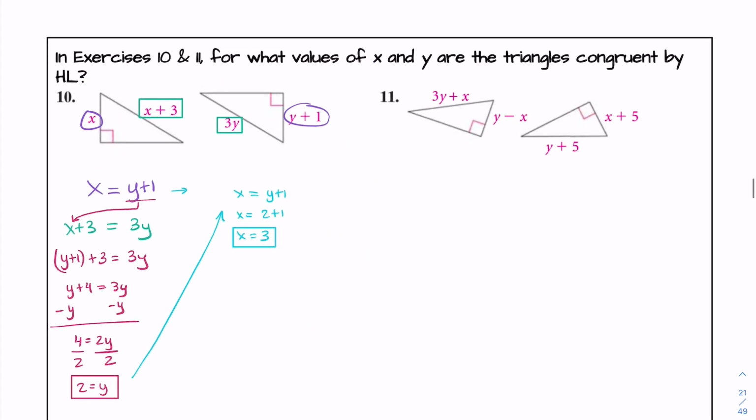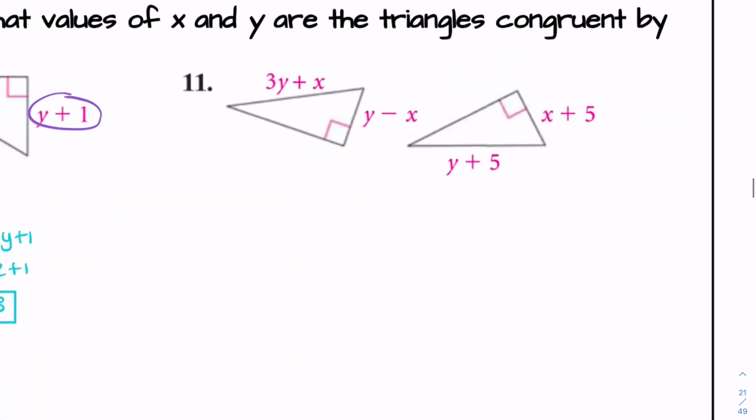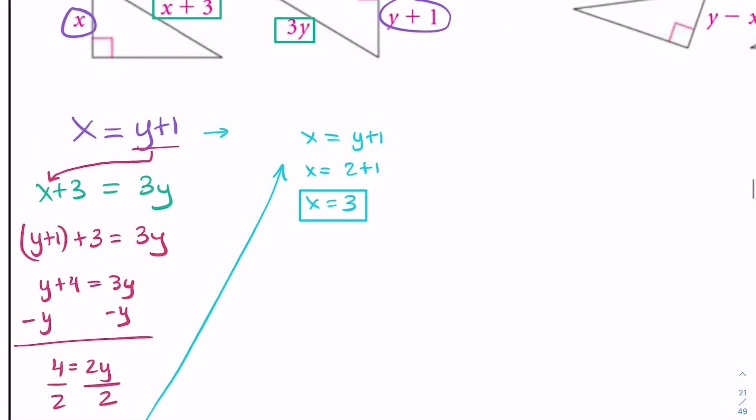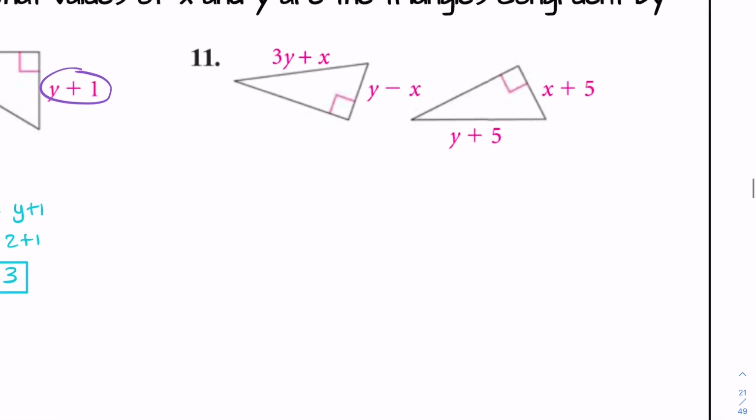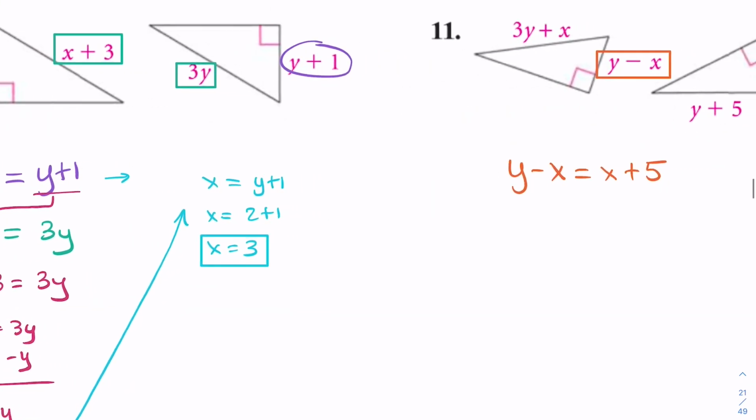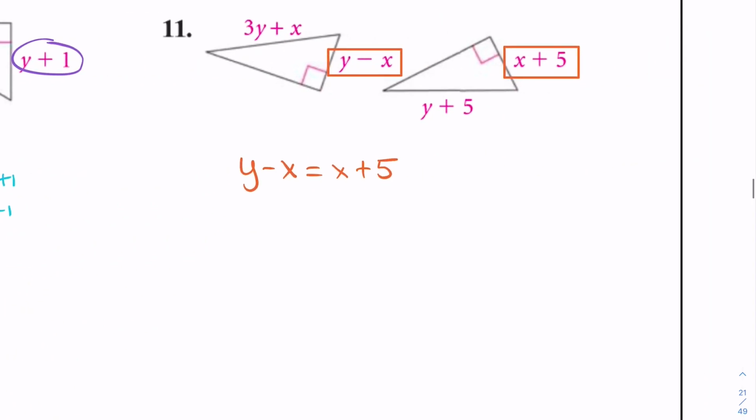Okay? This next one, for number 11, I'm going to do the same thing. I'm going to use different colors. Try to. y minus x is equal to x plus 5. So y minus x equals x plus 5. And then I'll do light purple. I'll do 3y plus x equals y plus 5.